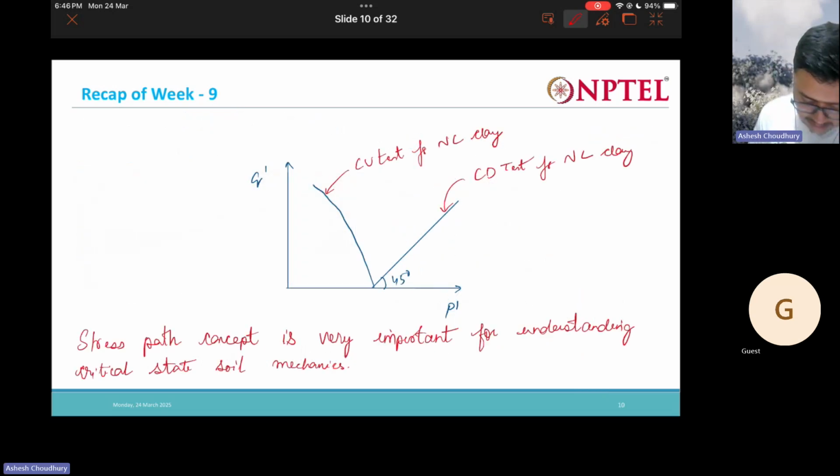So, as I said, this is p', q' for the CU test for NC clay, and this is for the CD test for normally consolidated clay. Now for overconsolidated clay, the picture will be something different. I am not showing it here, just not to confuse you, because in overconsolidated clay, first some positive pore water pressure develops, and then that pore water pressure becomes negative, right? So hence I am not discussing that.